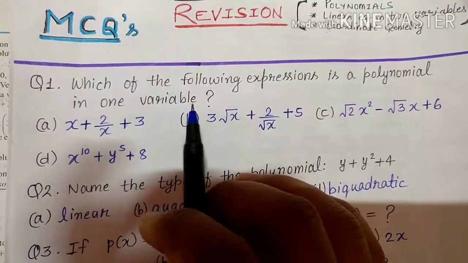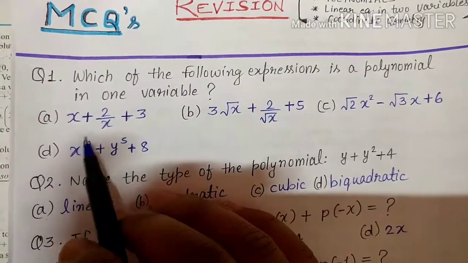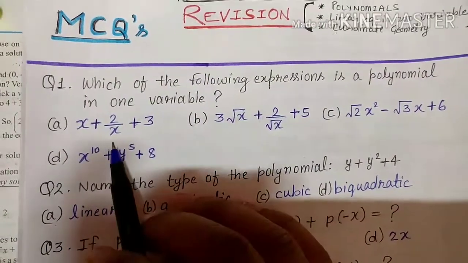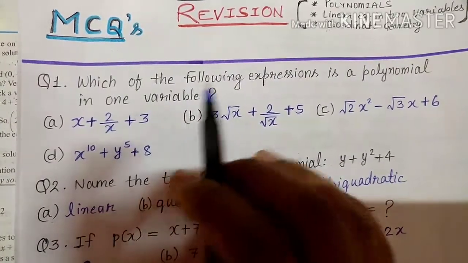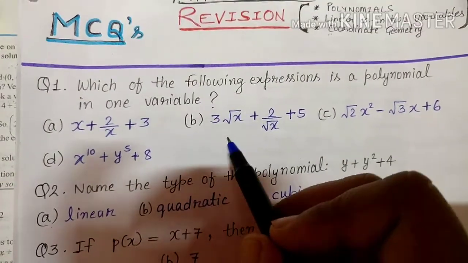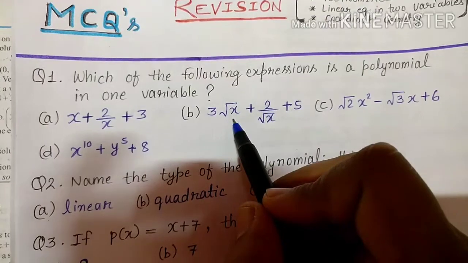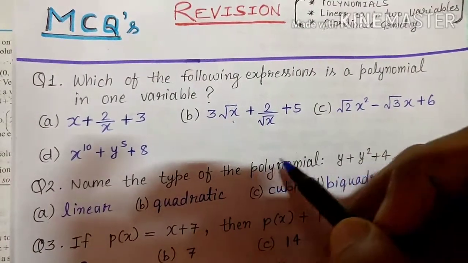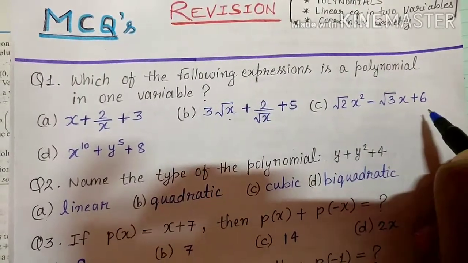So we have to tell which of the following is a polynomial in one variable. Just check the first one, x plus 2 upon x plus 3. Here the variable x is in fraction form, so this option can't be a polynomial in one variable. Then move to the second part, 3 root x. Again here, the variable is under a root, so that part also can't be a polynomial.